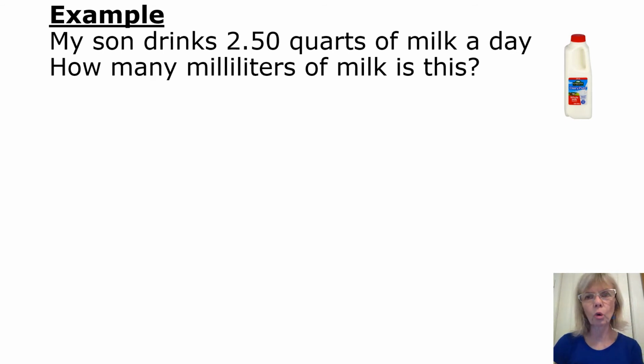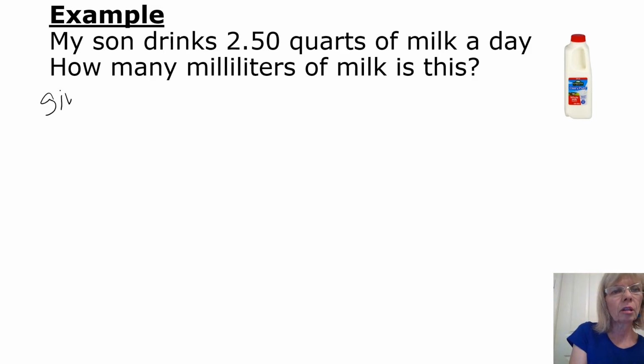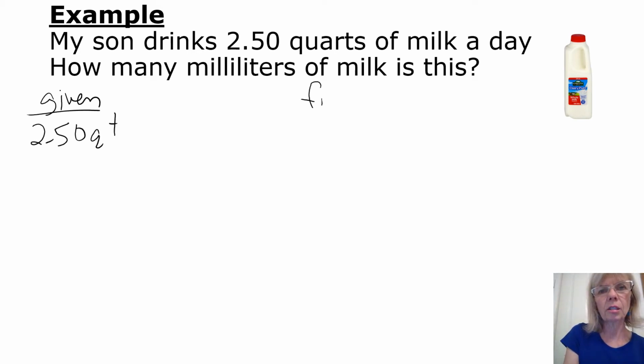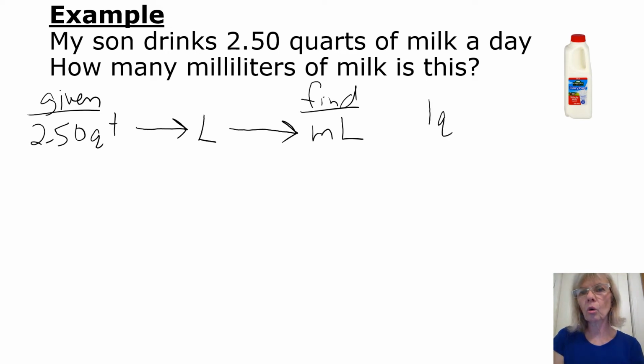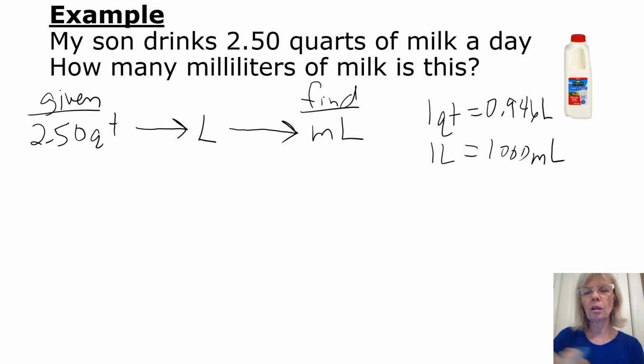My son drinks 2.5 quarts of milk a day. How many milliliters of milk is this? We want to always write down what we're given, which is 2.50 quarts. What we're trying to find is milliliters. Now, if we look on our table, we don't have a direct conversion from quarts to milliliters. We do have one where we can go from quarts to liters, and then we have to remember how to go from liters to milliliters. So looking at our table, we learned that 1 quart is equal to 0.946 liters. And then liters to milliliters, we know because we remember 1 liter contains 1,000 milliliters.